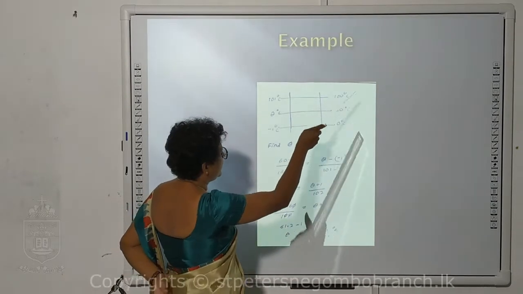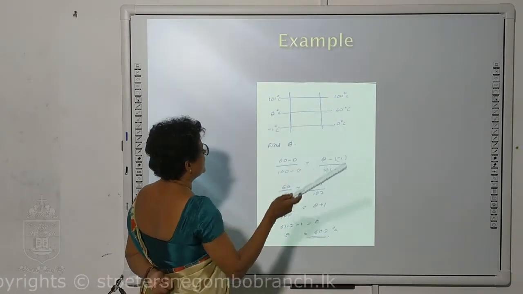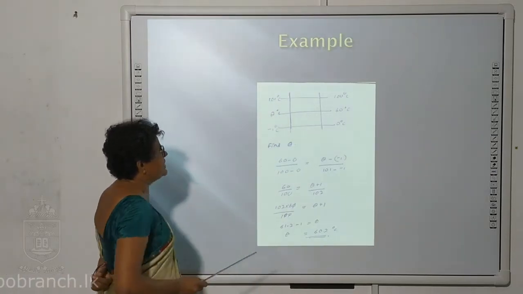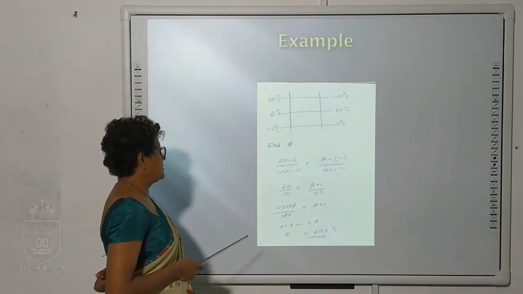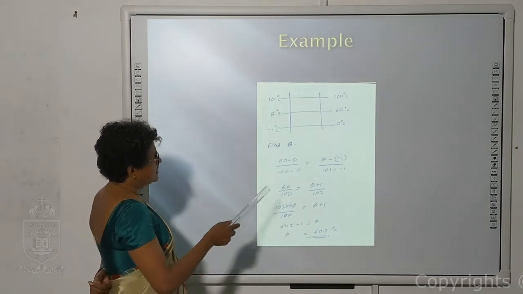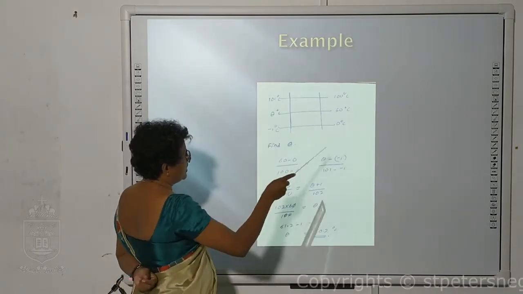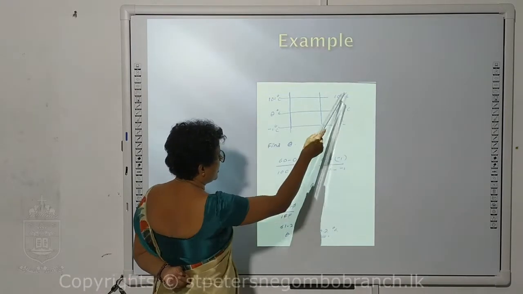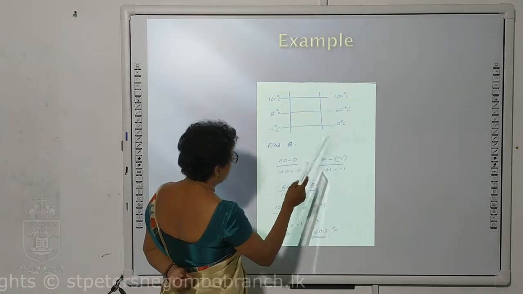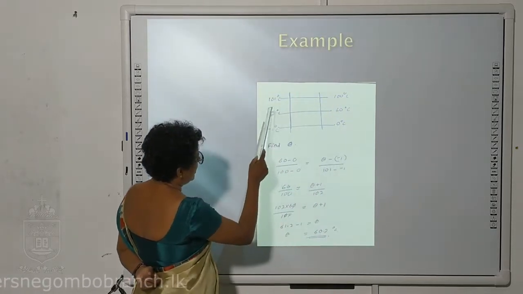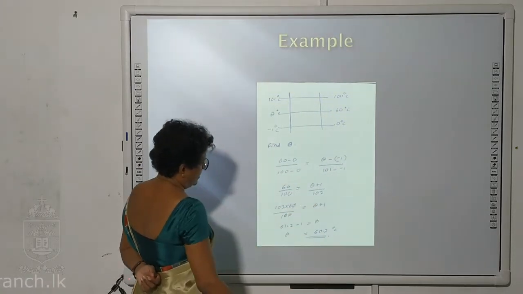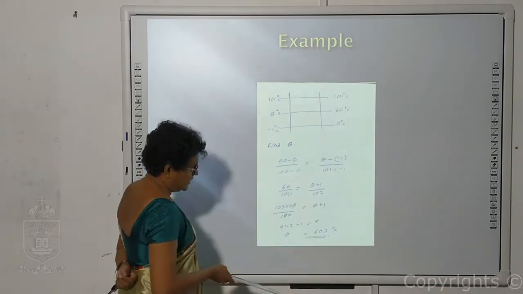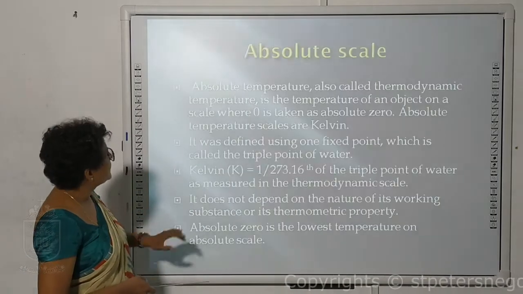Look here, now you have 100 degrees centigrade, 60 and 0. Here on another scale, 101, theta and minus 1 degree Celsius. So can you find theta? According to that theory, you can write 60 minus 0 divided by 100 minus 0 equals theta minus minus 1 divided by 101 minus minus 1. From this equation, you can calculate theta. Theta equals 60.2 degrees Celsius.